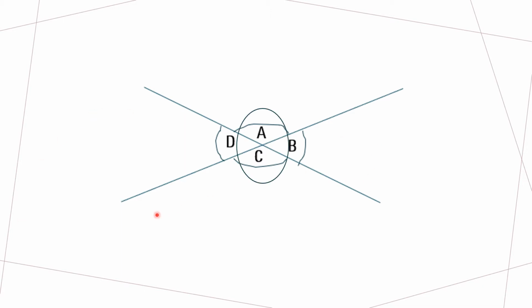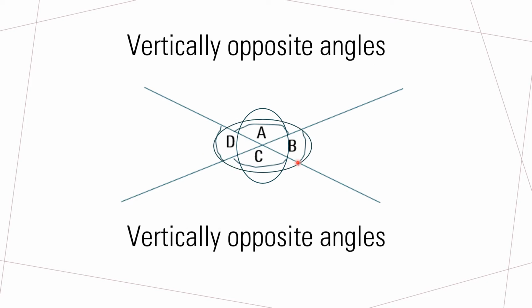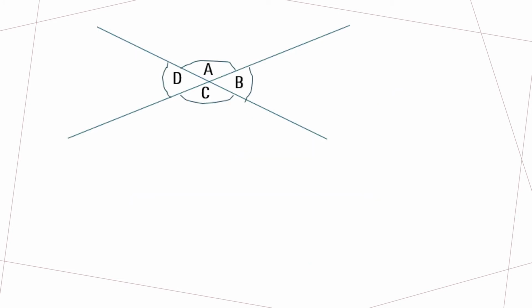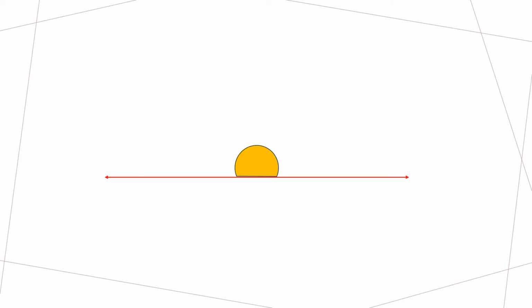Angle A and C are equal and they are called vertically opposite angles. Angle D and B are equal and they are also called vertically opposite angles. Angle A and B are not equal unless they both are 90 degrees. Before we move on, I would like to remind you that a straight line adds up to 180 degrees.